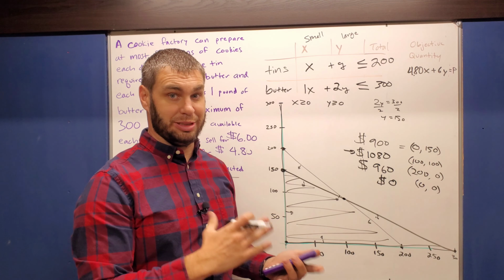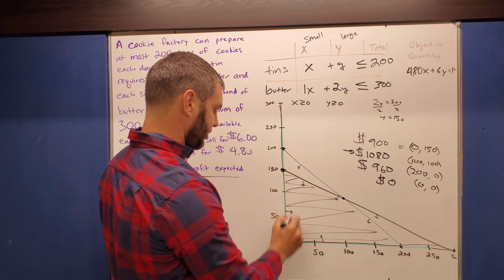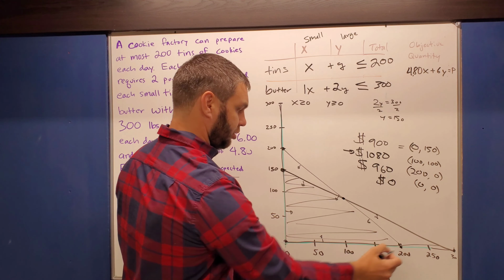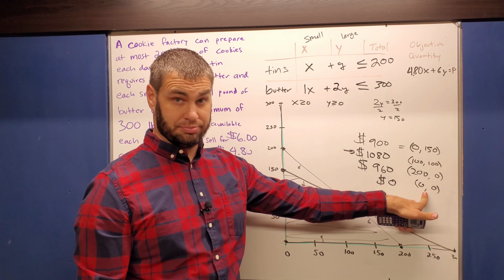So that is how you do some linear programming problems. You gotta start with some constraints, graph it, find the regions where it's bounded, and at the corners of those could be your potential maximum or minimum profit per day.